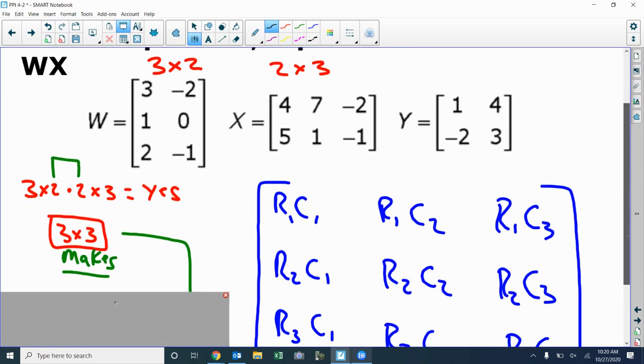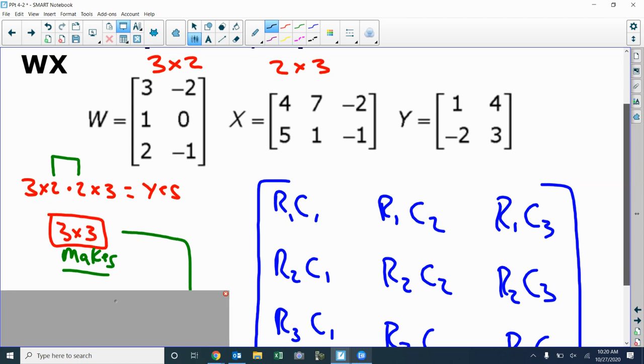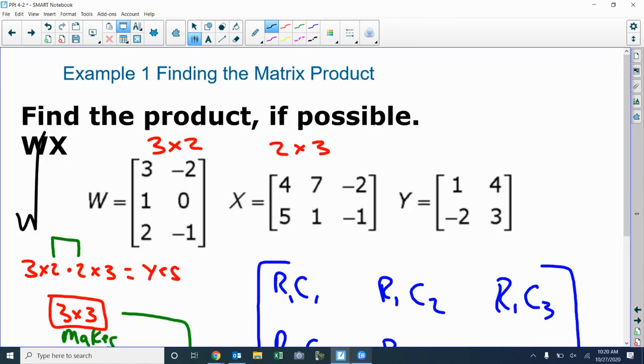And I'm going to show you a little bit how it goes the long way. So first of all, we're going to say W times X. Well, W is right here. It's a 3 by 2. X is right here. It's a 2 by 3. So these inside numbers here are equal, aren't they? And what's it going to make? It's going to make what these outside numbers are, which is a 3 by 3.